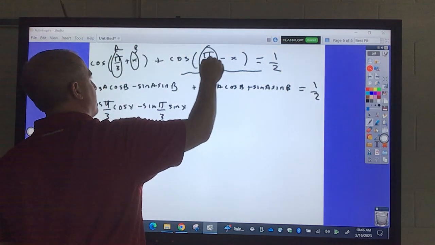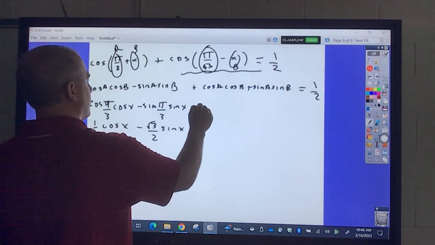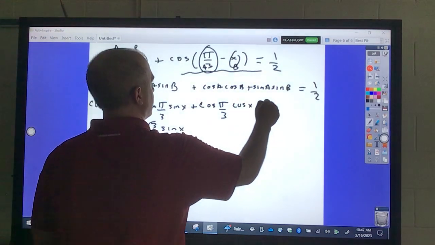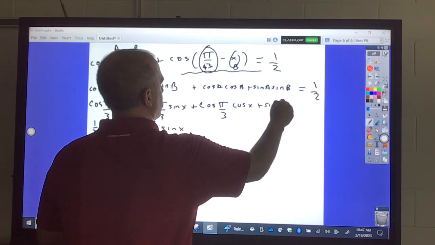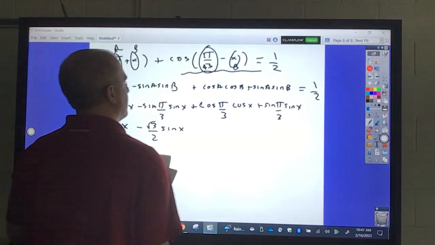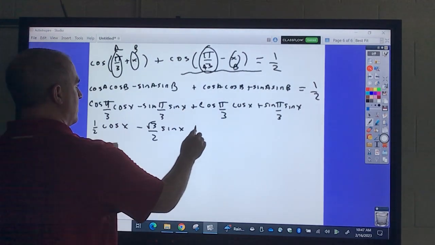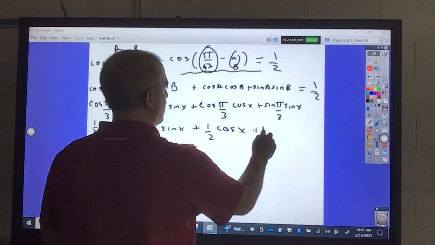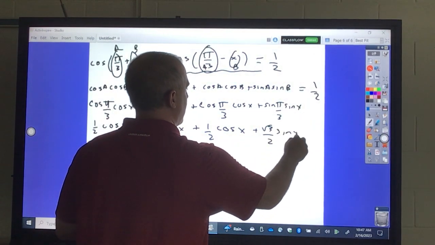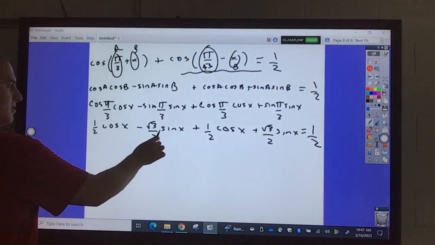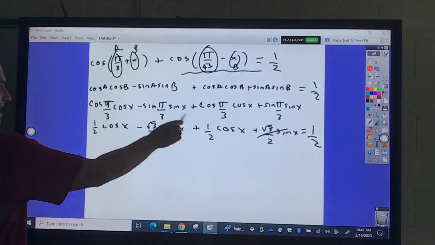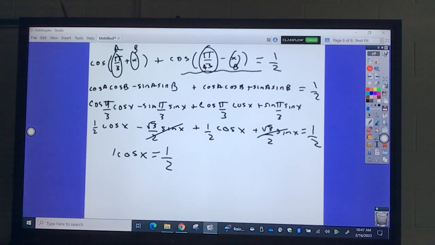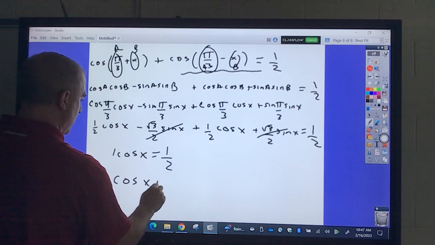Where this now is my A for this, and this is my B for this. So I got cosine of pi over 3, cosine of x, plus sine of pi over 3, sine of x. Cosine of pi over 3 from the triangles is 1/2 cosine x, and for sine it would be square root of 3 over 2, sine x, equals 1/2. Now, if you notice, this and this cancel each other out. That and that combine to 1. So I got cosine x equaling 1/2.